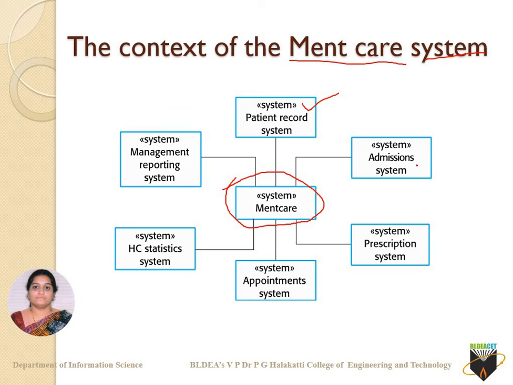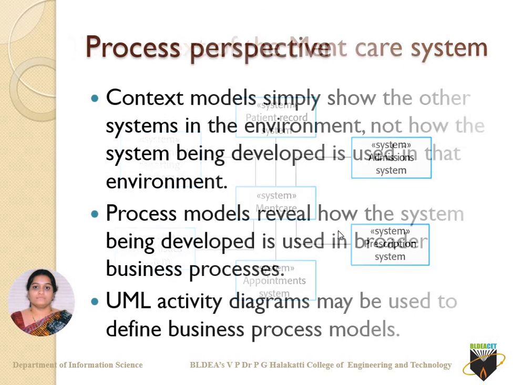One is the patient record system. The second is the admission system, covering who are admitted and who are non-admitted, then the prescription system, the appointment system, then HC statistics, where you get to know the statistics of the respective considerations, such as how many times a concern has happened. Then comes the management reporting system. These are the different subsystems included in the main system called Ment. So this is the context of the Ment system.